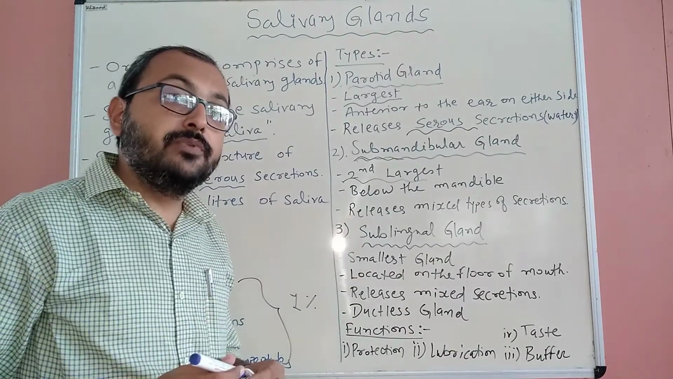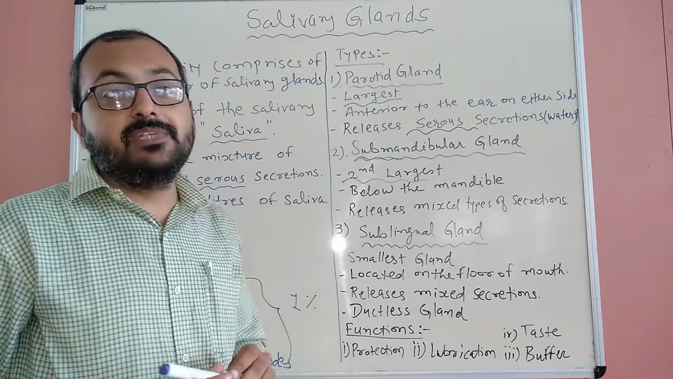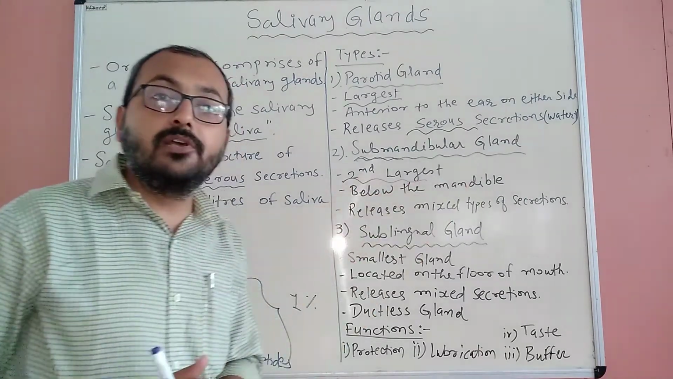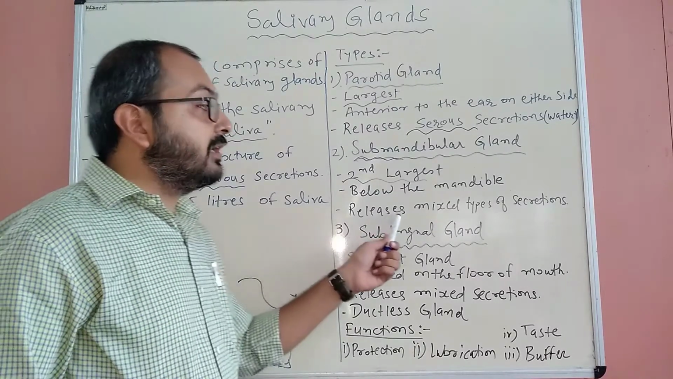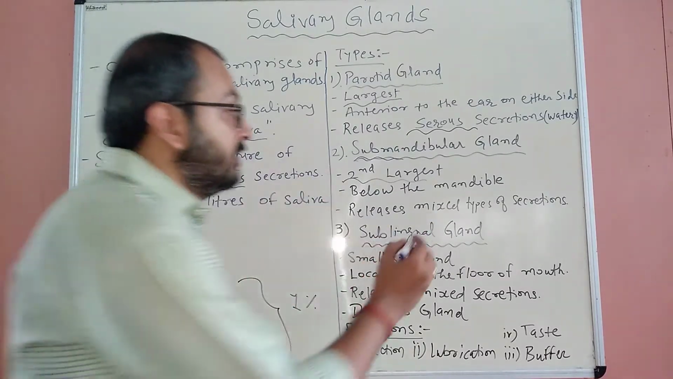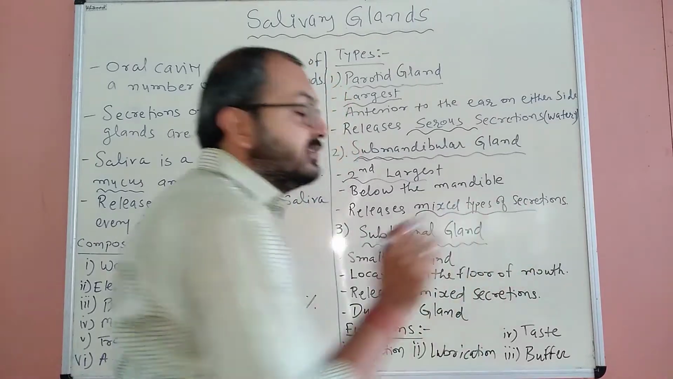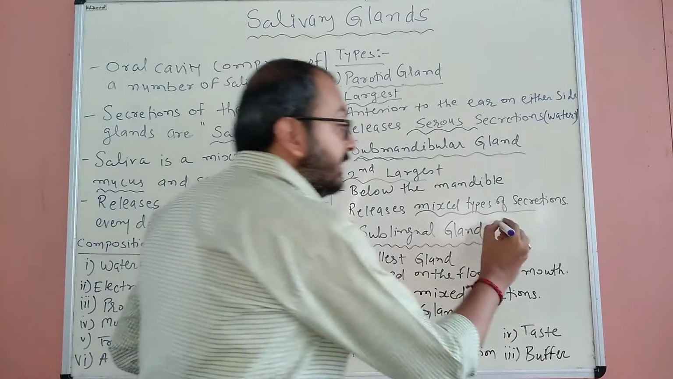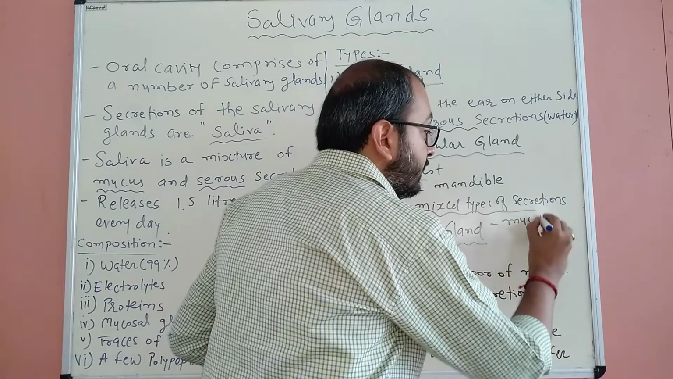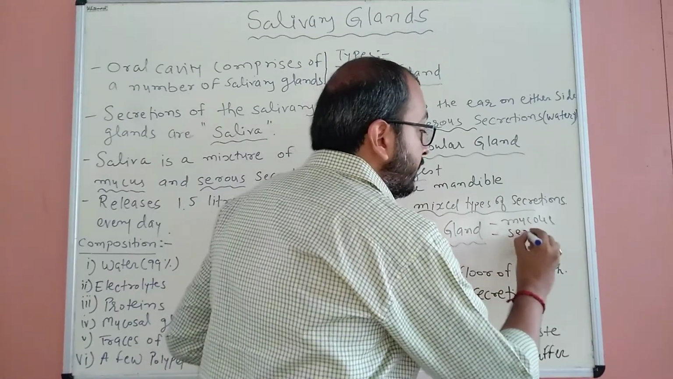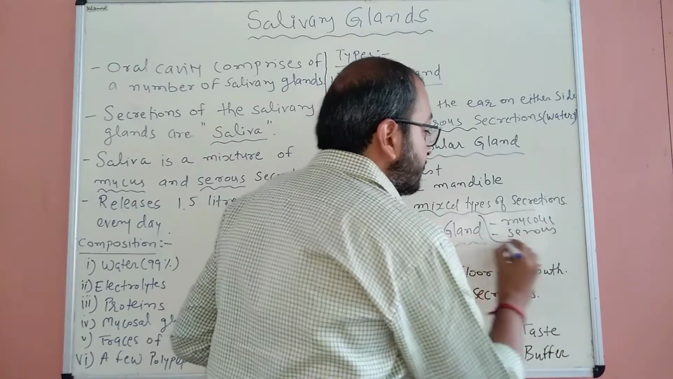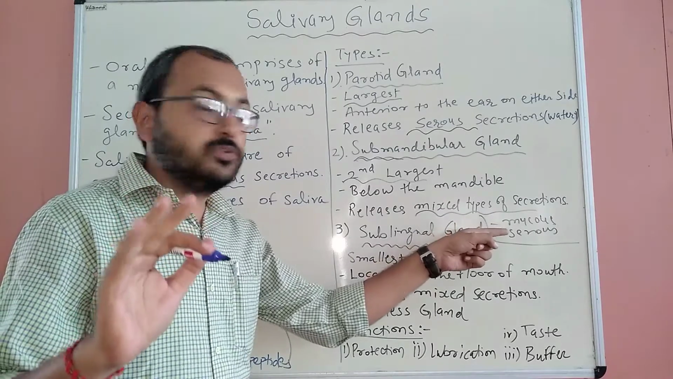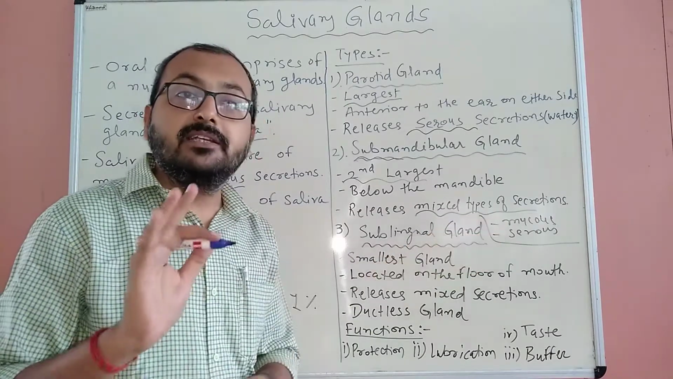Next again, which type of secretion can be seen? In the case of the submandibular gland, there is a release of mixed types of secretions, which include both mucus as well as serous.